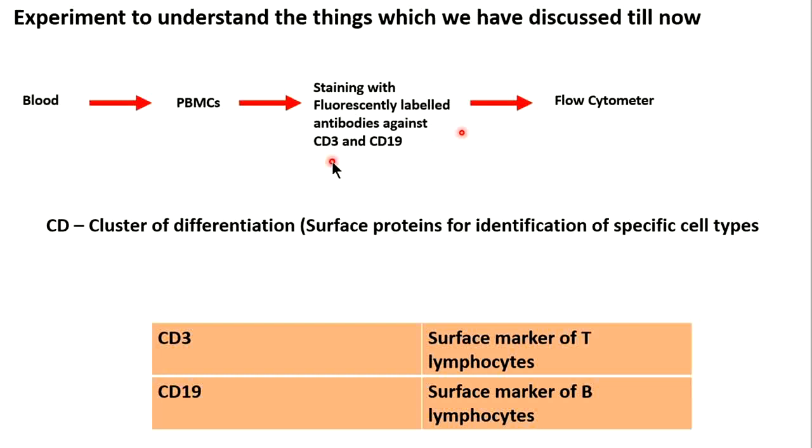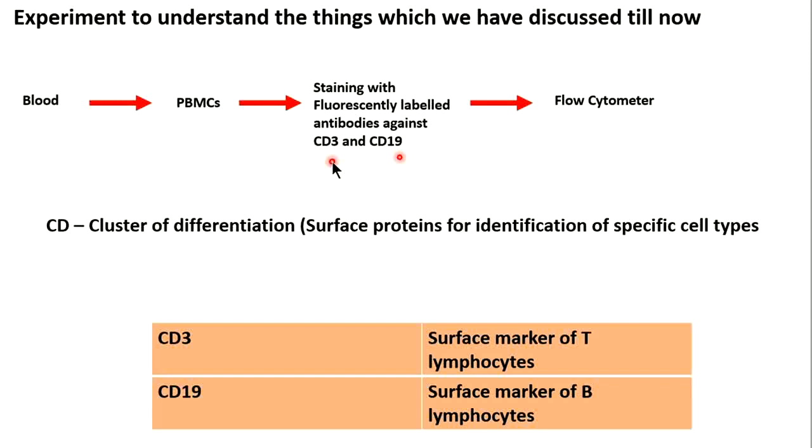And then we put the tube in the flow cytometer. What will the flow cytometer do? It will measure the size, the granularity, and the fluorescent signal coming out of these antibodies because they are fluorescently labeled. So actually we are getting an indirect fluorescent signal from these proteins, CD3 and CD19.